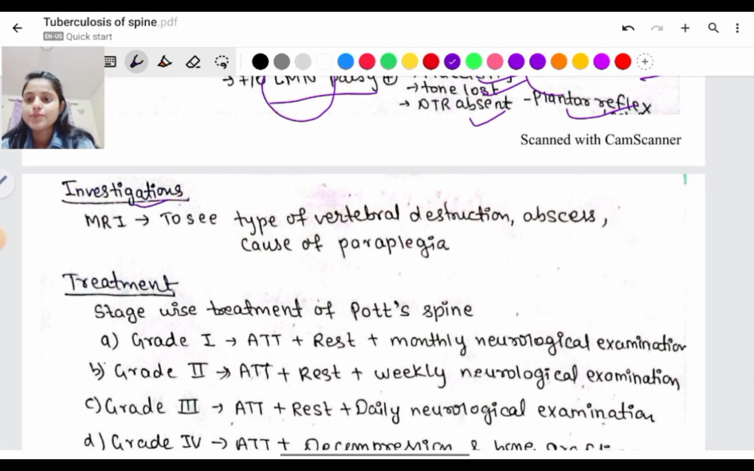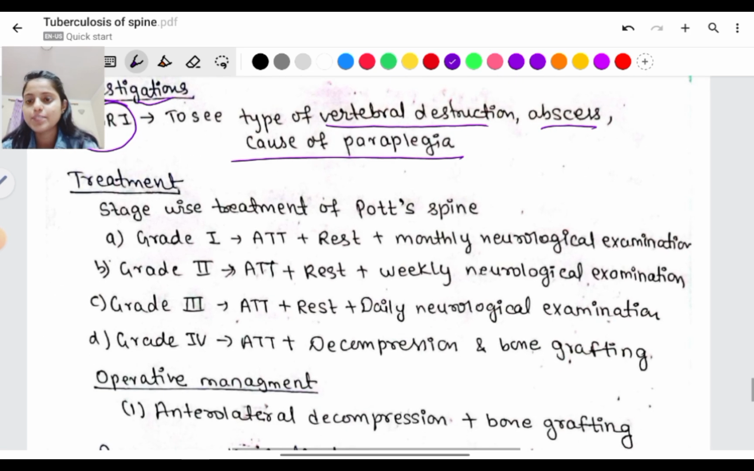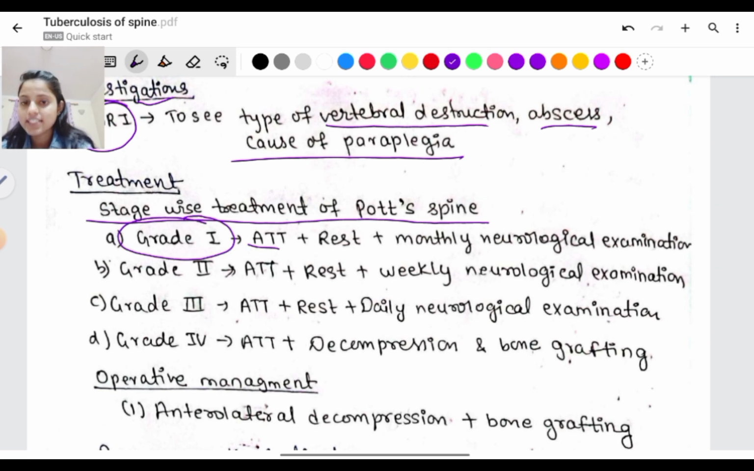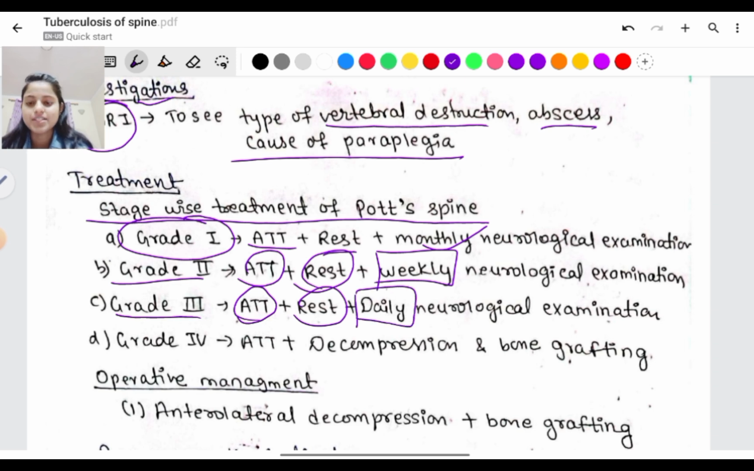On investigation, we do the MRI to see the type of vertebral destruction, abscess, and cause of paraplegia. For the treatment, stage-wise treatment of Pott's spine is done. If there is grade 1, then we give ATT, rest, and we do the neurological examination monthly. If the patient is improving, then we continue the same treatment. If not, then we do operative management. In grade 2, ATT, rest, and weekly neurological examination. In grade 3, ATT, rest, and daily neurological examination. In grade 4, ATT, decompression and bone grafting is done.